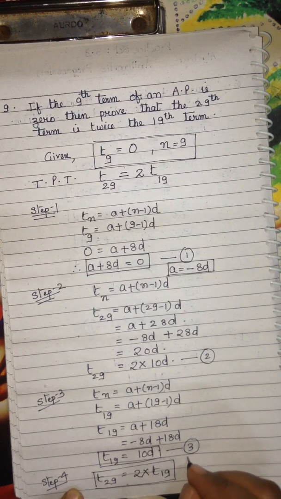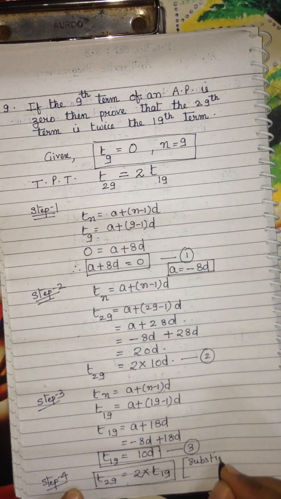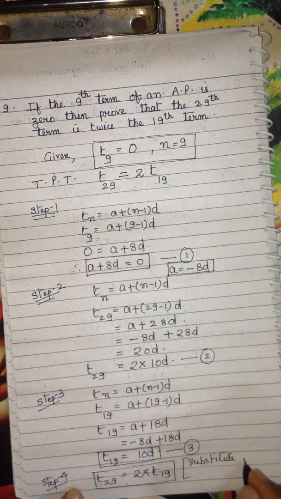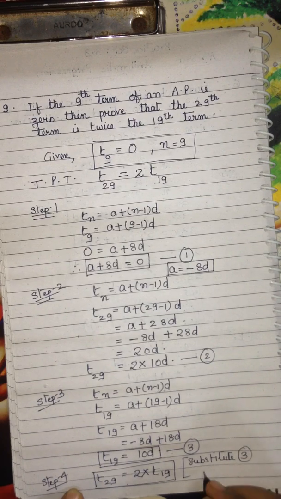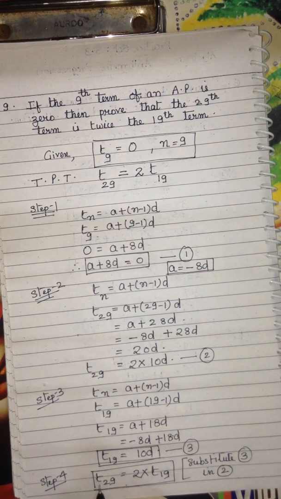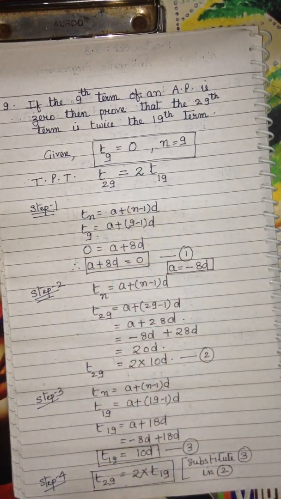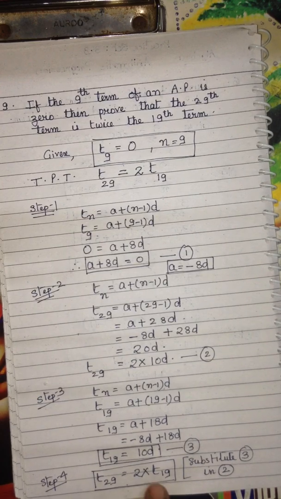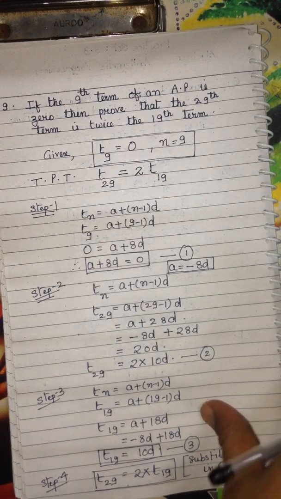What you have done? Substitute 3 in 2, and hence what you want you have proved. T29 is equal to 2T19. Alright, let us come to question number 7, children.